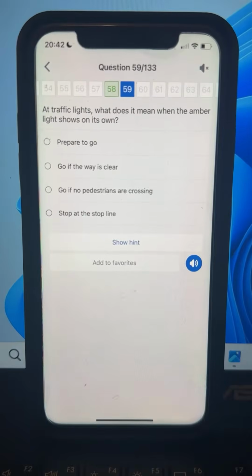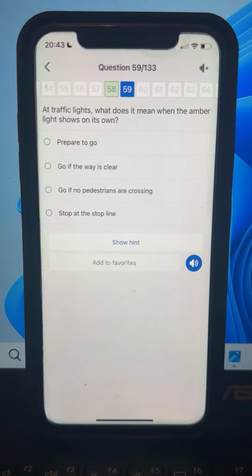Good. So stop. What does amber on its own mean, guys? Who's saying stop at the stop? Oh, that's right. Someone said go if no pedestrians are crossing. No. Okay. Amber on its own does not mean go. It does mean stop at the stop line. I mentioned it before.